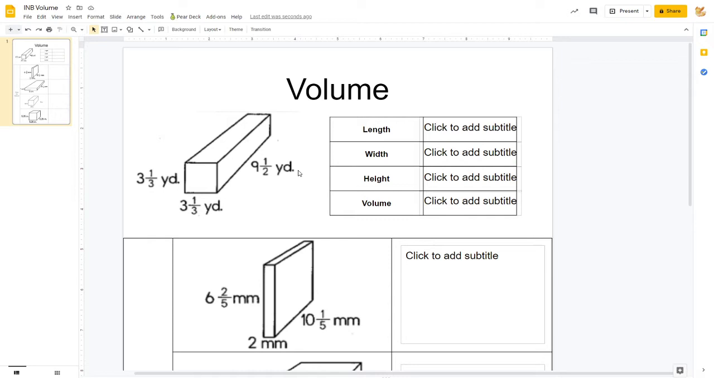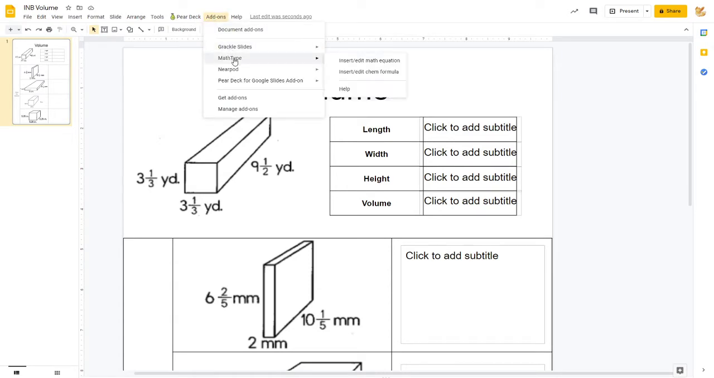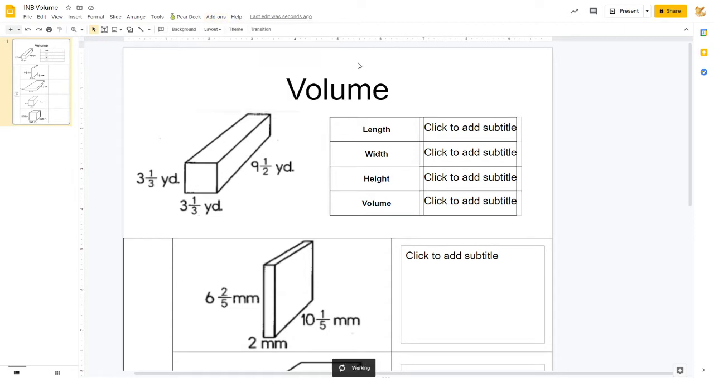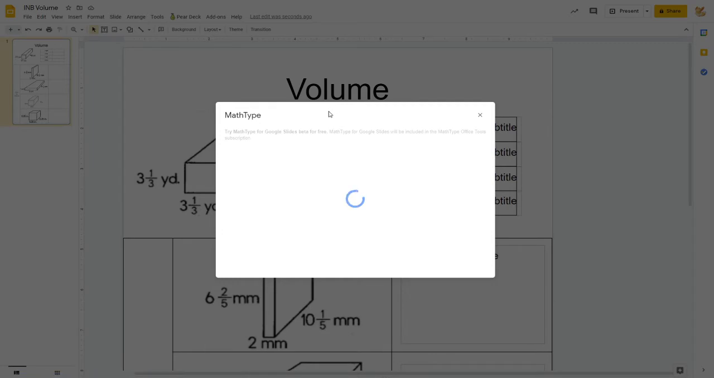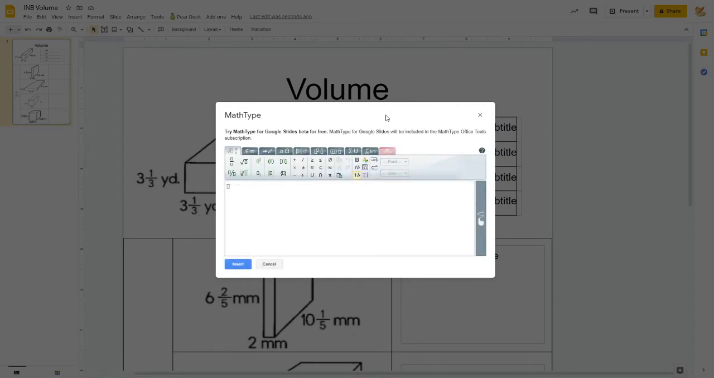Now if you recall, in order to multiply or divide fractions, you need to make them into improper fractions. By doing so, you'll multiply them and then revert them back into a proper fraction. It's a lot of steps, but we can do it. So the first thing I'm going to do is use this add-on I have called MathType, and insert/edit a math equation. Because we're dealing with fractions, it's easier for me to do it this way.